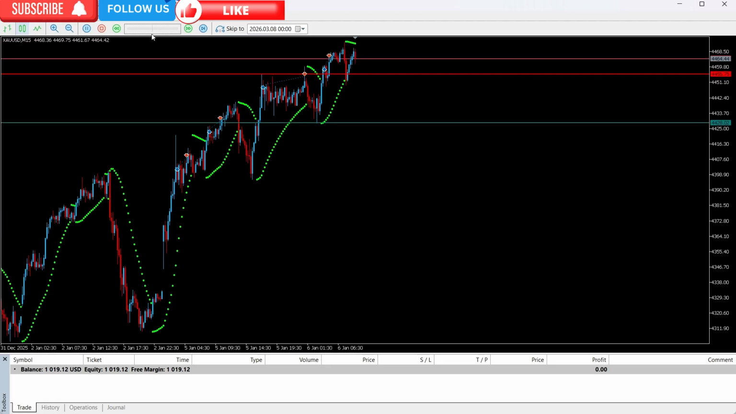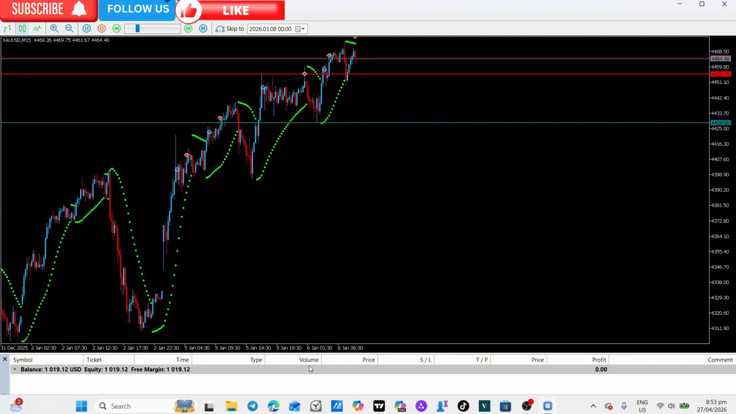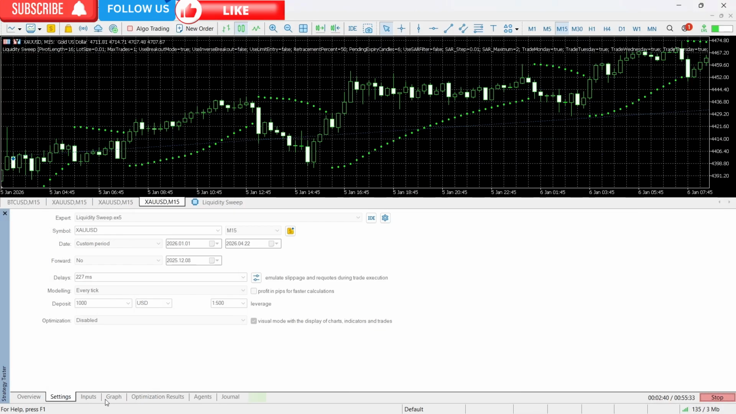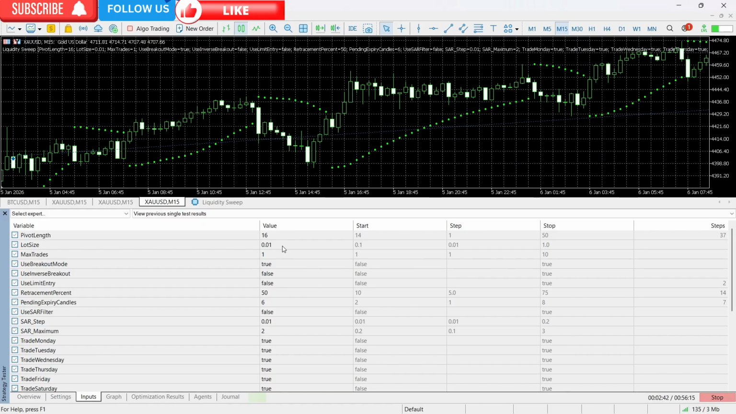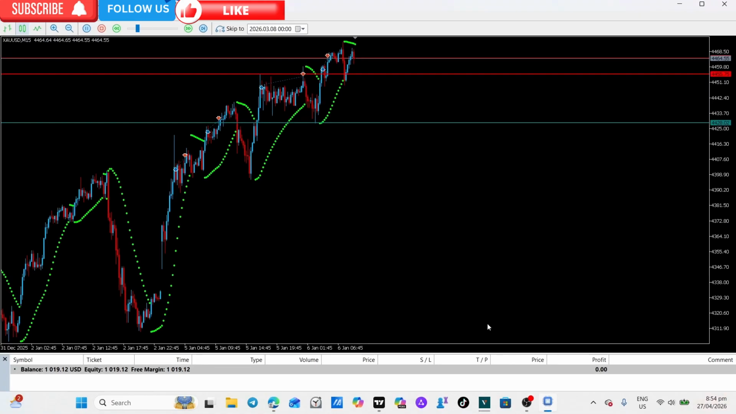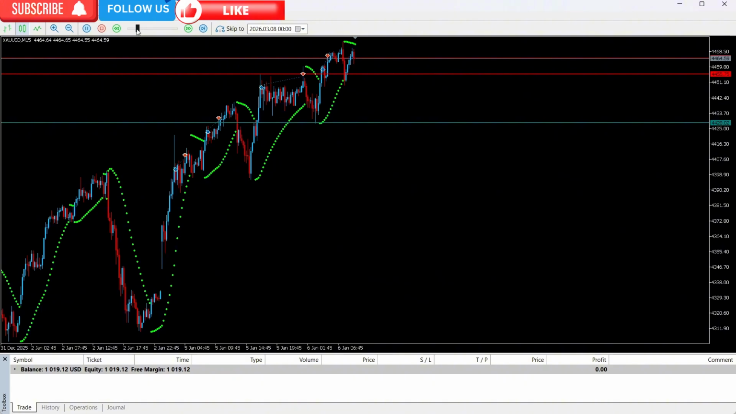You could literally set this thing as a scalper. Come into settings here and just change this lot size to, you know, half a lot or something like that, or depending on your account size, you could set it to 0.05. So instead of it making $5 a trade, it'll make $50 a trade. But then your account has to be big enough to handle that.